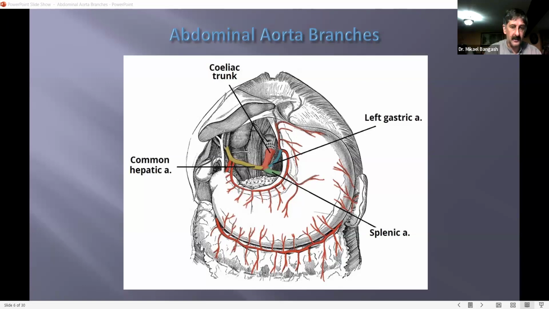Another branch that we may not see here, because right here is your duodenum, is the superior pancreaticoduodenal artery. Sorry. But if you look here as you follow, this is going to be the proper hepatic artery, which gives off the left hepatic artery and right hepatic artery, which gives off a branch to the gallbladder called the cystic artery.